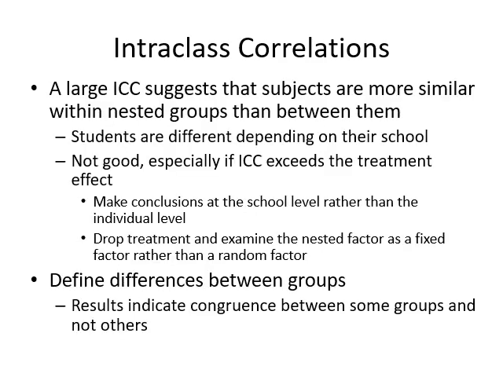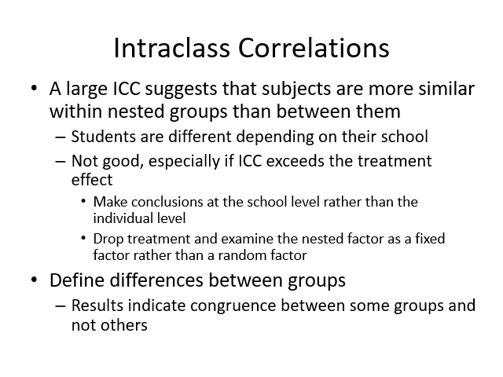The larger ICC suggests that the subjects are more similar within the nested groups than between them. So students are different depending on the school. So the larger the ICC is, if we're using it in an applied setting, in other words, as a test to determine whether we can make a stronger argument for causation without random assignment, we want a small ICC. We don't want it to be very large. Because the larger it is, the more it suggests that students are different depending on their condition of assignment, schools or classrooms. And this is generally not good, especially if we find that the ICC exceeds the treatment effect.